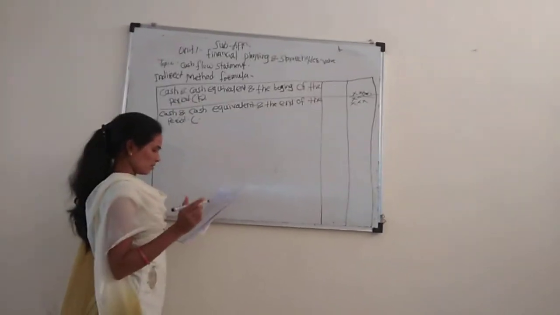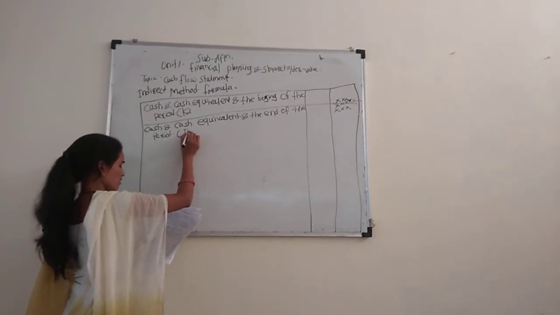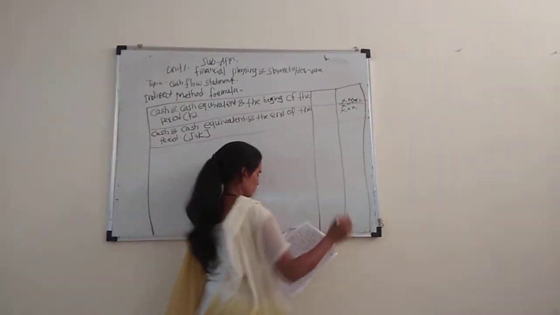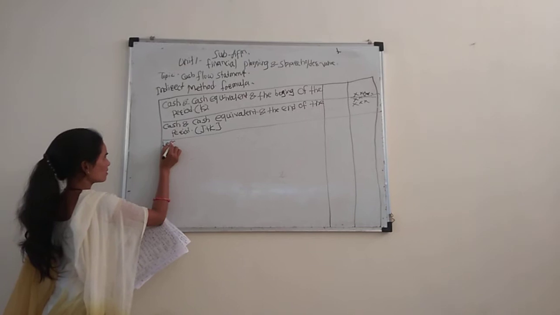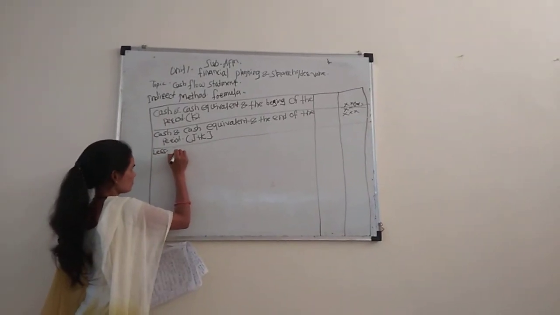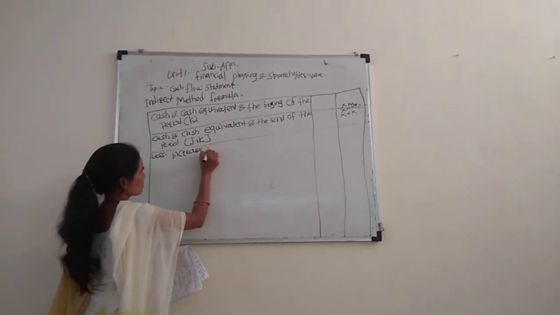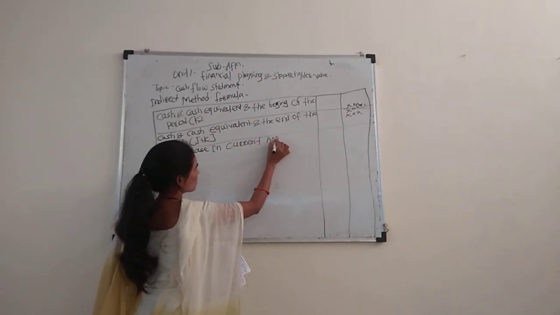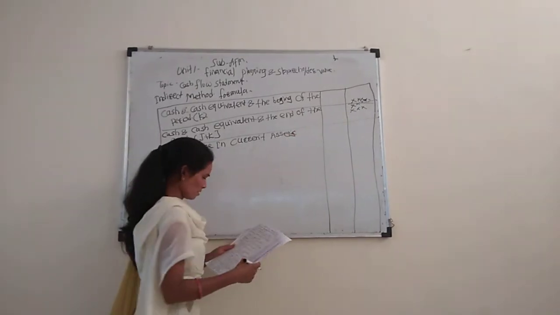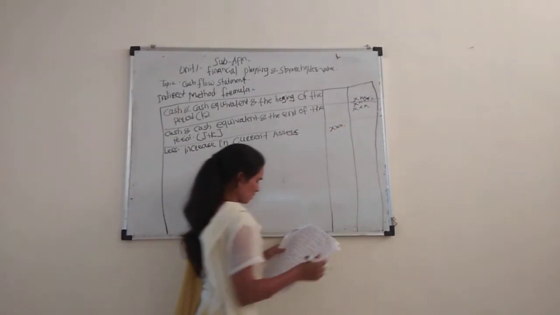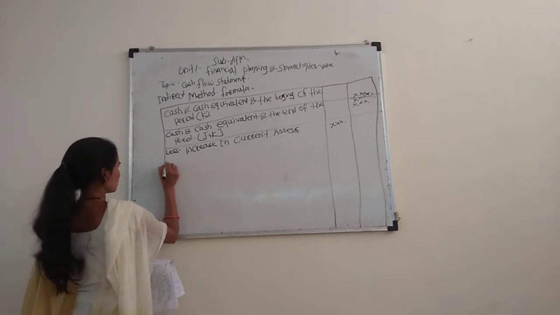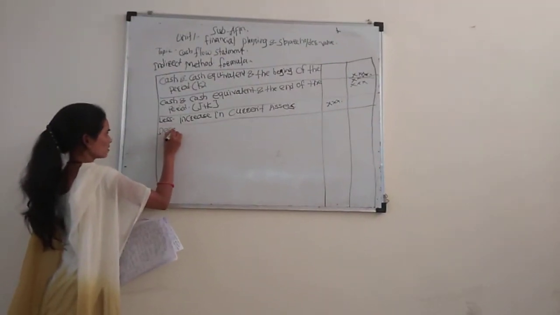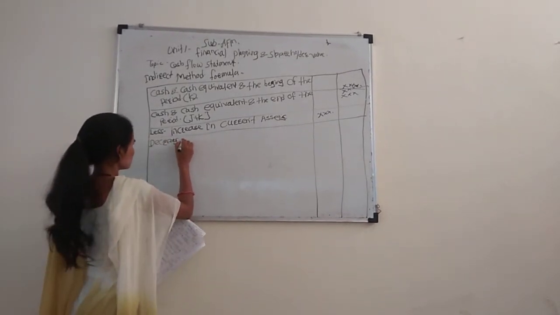This is called J plus K, and the next one is less: increase in current asset. The amount goes in this column, and the next one is decrease in current liability.